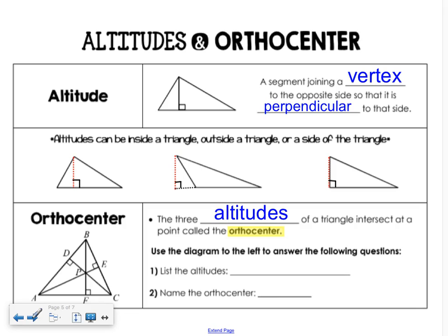All right, and then the last thing we have to talk about, so the altitude of a triangle, just think of it as its height. It's the segment from a vertex to a point, so it's perpendicular to that side. So again, your key there is to look for the right angle.